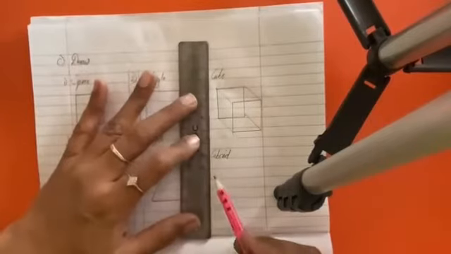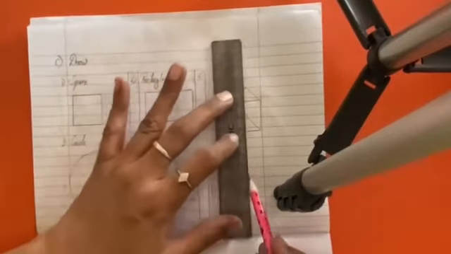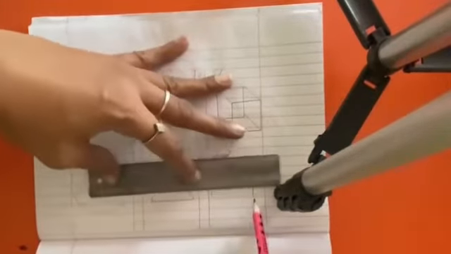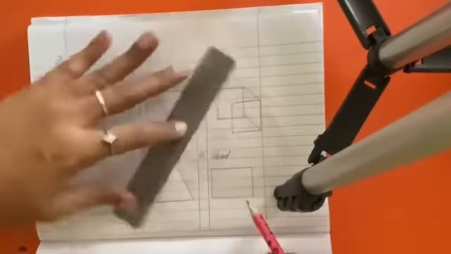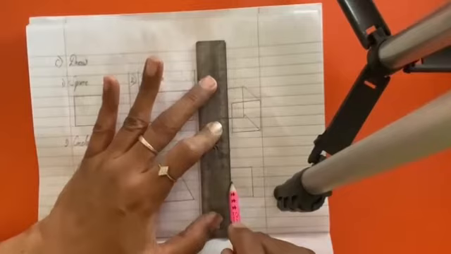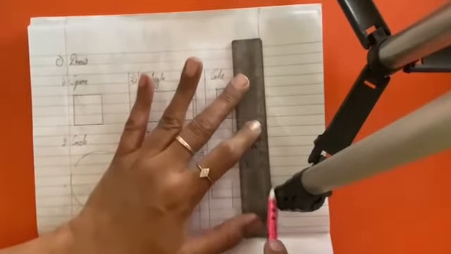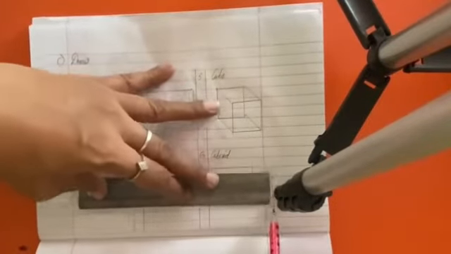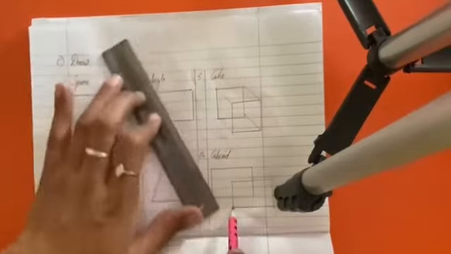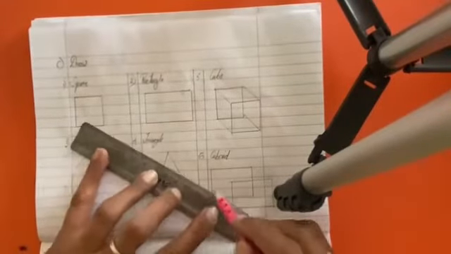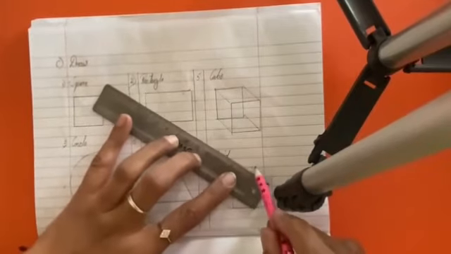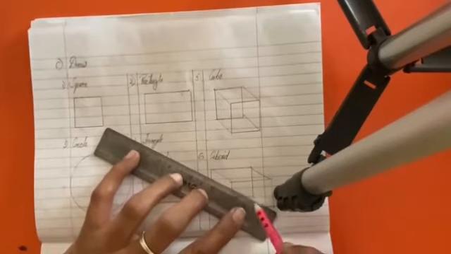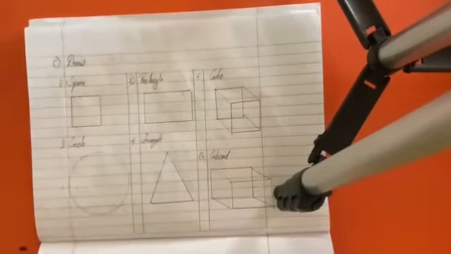Now the sixth question is a cuboid. So here I'll first make a rectangle like this, and I will draw another rectangle inside it like this. And I will join these lines. So this looks like a cuboid.